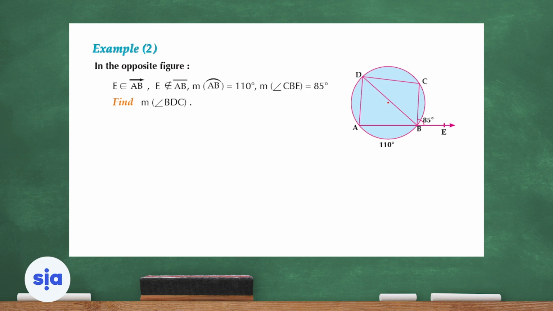Let's go and see another example. Here, E belongs to ray AB, and E does not belong to segment AB. So E is outside the circle. The measure of arc AB is 110 degrees, and the measure of angle CBE is 85 degrees. How can we find the measure of angle BDC?